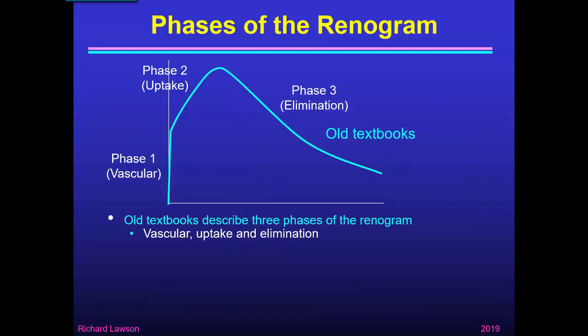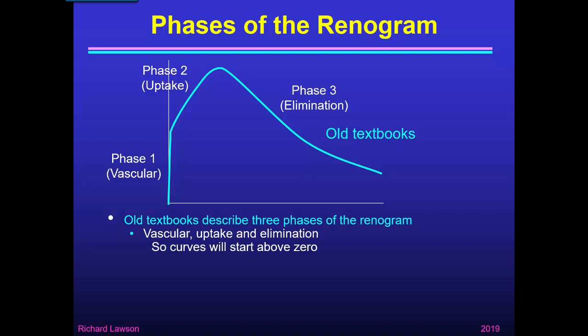Now, if you read any textbooks, you'll hear them talk about 3 phases of the renogram. Old textbooks describe 3 phases of the renogram. Phase 1 is the vascular phase, representing blood coming into the kidney, and that rises very rapidly as the blood comes into the renal artery. Phase 2 is the uptake phase, as tracer is removed from the blood and excreted into the tubules, and phase 3 is the elimination phase, as it passes on into the bladder.